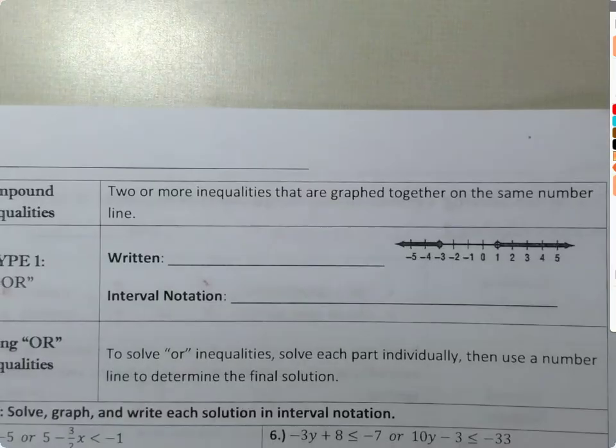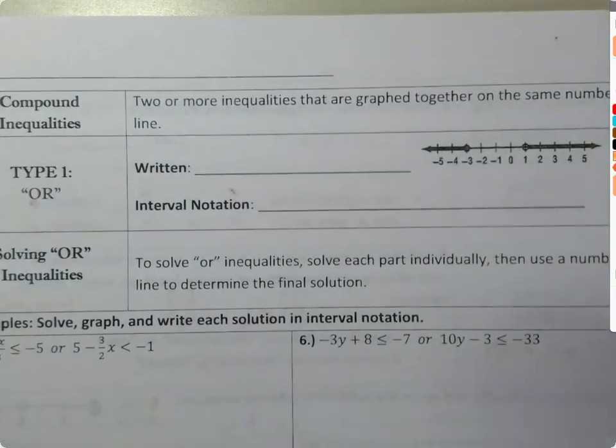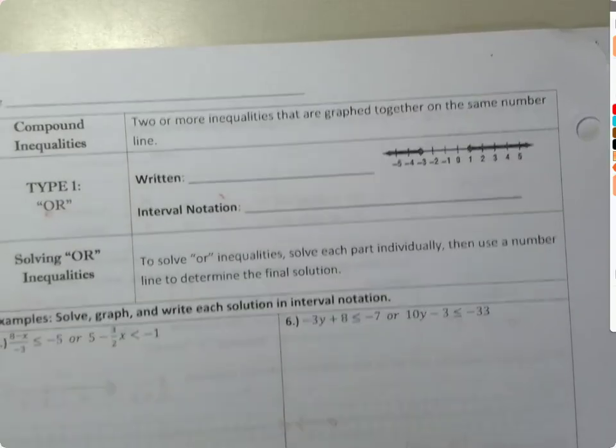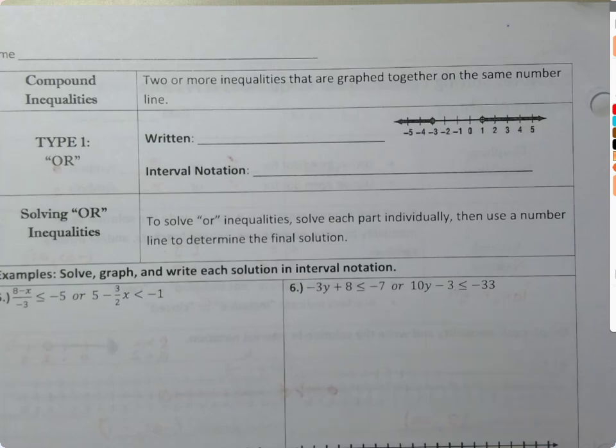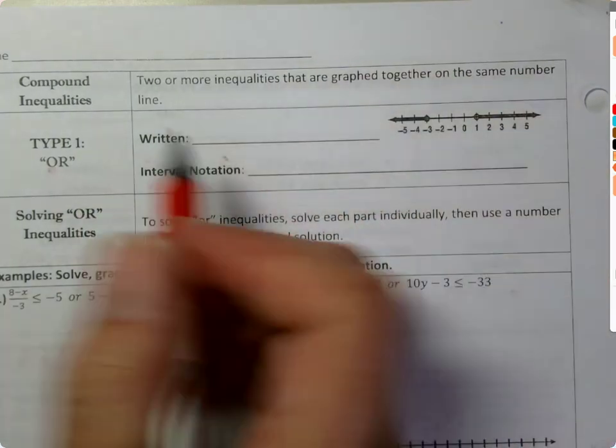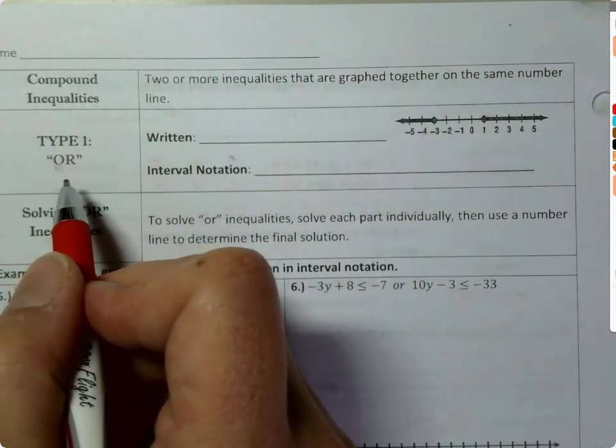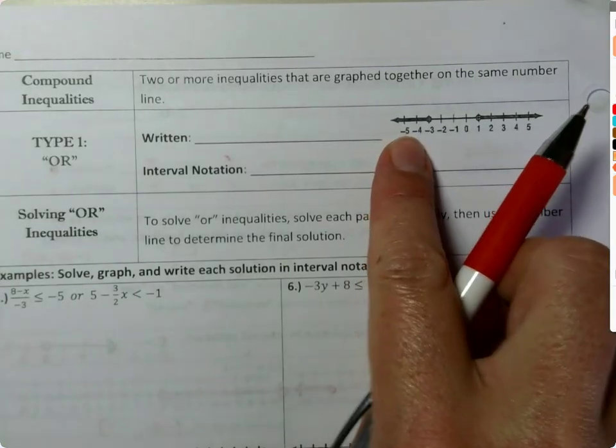All right, now we're going to get into compound inequalities. Compound inequalities is when you have two or more inequalities. So if I write something with the word or, we're going to focus on or. This is an or statement.